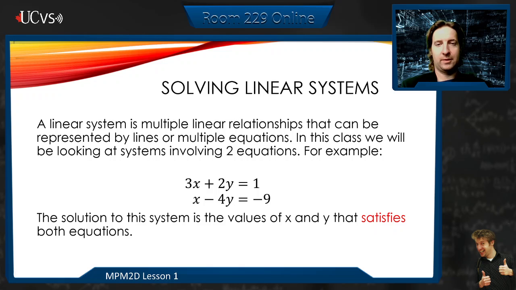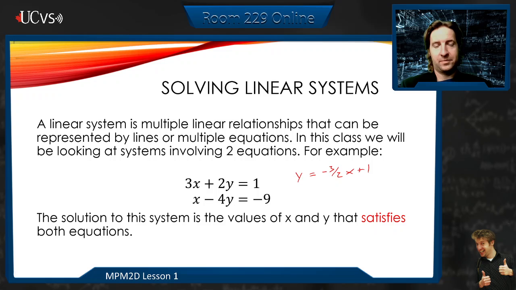So for example, here we have 3x plus 2y equals 1. That's one linear equation. We could rearrange that to y equals negative 3 over 2 x plus 1 if we solve for y. That's y equals mx plus b type form, right? So that's a line, right?